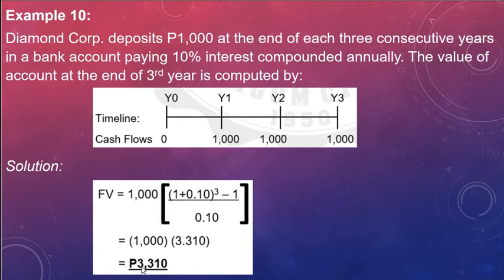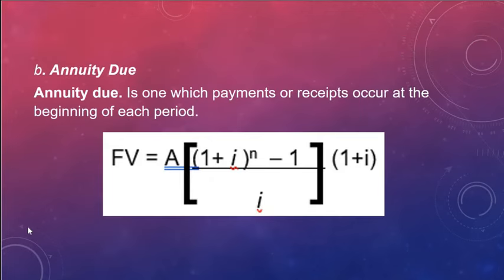So, kung titingnan natin, meron tayong interest na na-earn na 310 pesos. Bakit 310 pesos? Kasi this is your future value, 3,310. So, kung i-deduct natin yung lahat ng na-deposit natin, that's 3,000. Therefore, may sobra kang 310, which represents your interest earned for this particular investment. Okay, so we have here the second example, second concept, which is the annuity due.